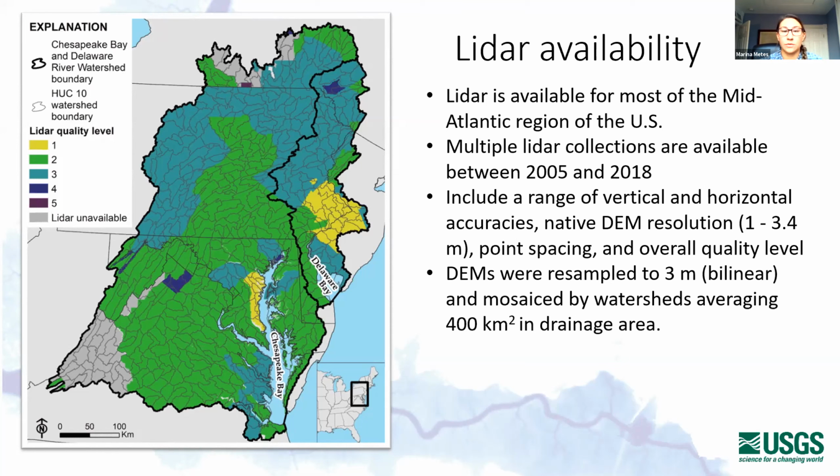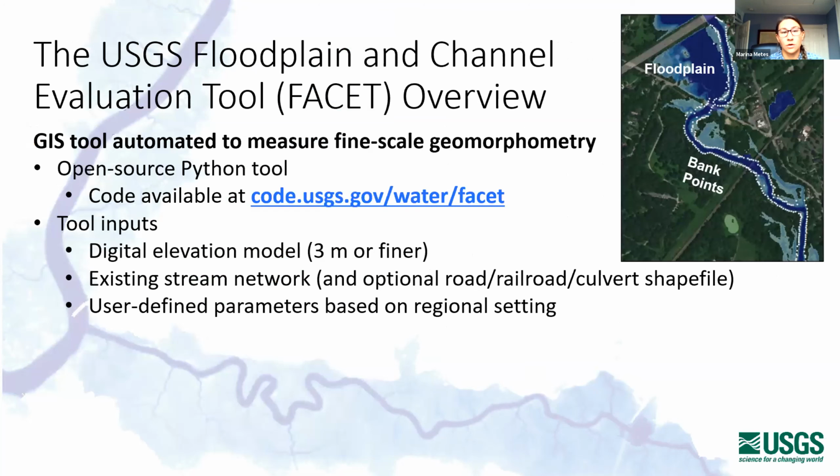We resampled all of our DEMs to 3 meters and mosaicked by watersheds that averaged about 400 square kilometers in drainage area. We developed the FACET tool, which automates measuring fine scale geomorphometry. This is an open source Python-based tool, and there's a link where the code is available on our repository. The tool inputs include a digital elevation model at 3 meters or finer, an existing stream network, an optional road, rail, or culvert layer, and then various user-defined parameters that will vary based on regional setting.